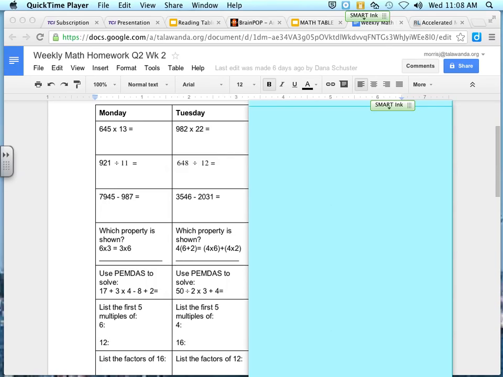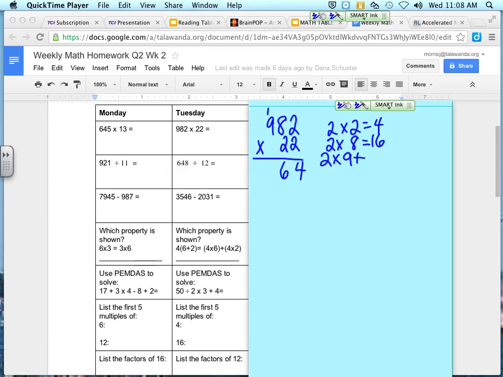times 22, and Caden did this for us over on the board, so we'll check his work with our work. So the first thing that you want to do is you do 2 times 2, which equals 4. Then we're going to do 2 times 8, which equals 16. You put the 6 down and carry your 1. Then we're going to do 2 times 9 plus 1 gives us 19. Put the 9 down, carry the 1, and bring it straight down since there's nothing to multiply it by.